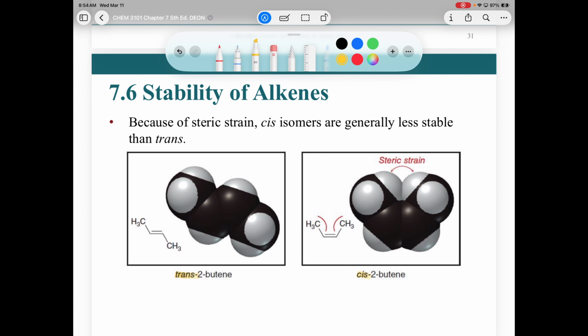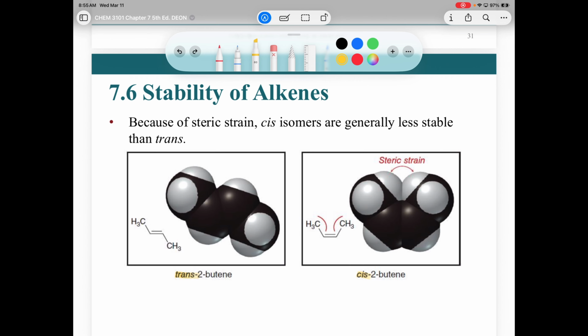This is called a space-filling model, where it tries to show the relative size of the atoms, right? You see carbon is bigger than a hydrogen. I won't ask you to answer this, but my guess is if I hadn't even put those space-filling models and put the words steric strain on the screen, I would bet money that if I'd asked you, which one of those do you think is more stable?